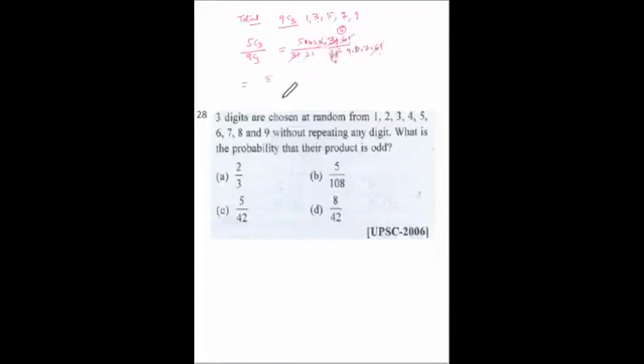So this comes to 5 into 4 into 3 upon 9 into 8 into 7, which is 5 upon 42. So this is the answer.